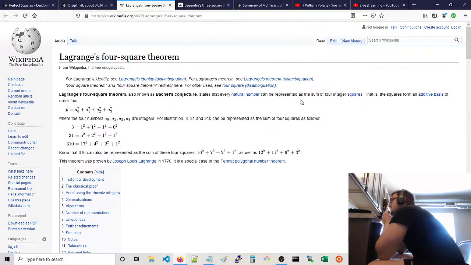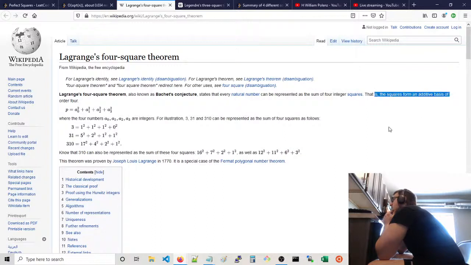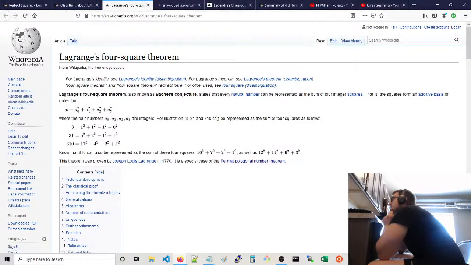Every natural number can be represented as the sum of 4 integer squares. That is, the squares form an additive basis of order 4, where the 4 numbers are integers. For illustration, 331 and 310 can be represented as the sum of 4 squares as follows. Note that 310 can also be represented as the sum of these 4 squares, as well as these others. The theorem was proven by Lagrange in 1770 as a special case of the Fermat polygonal number theorem.